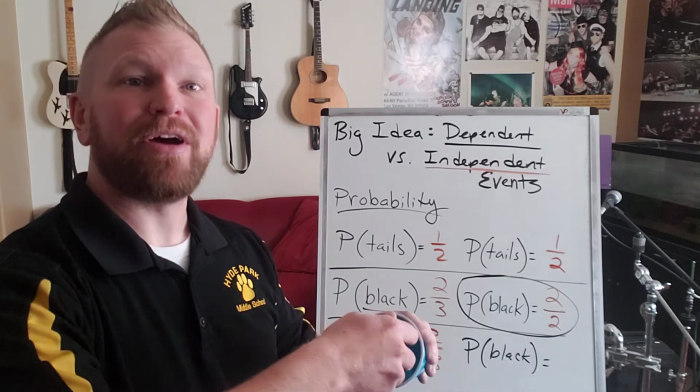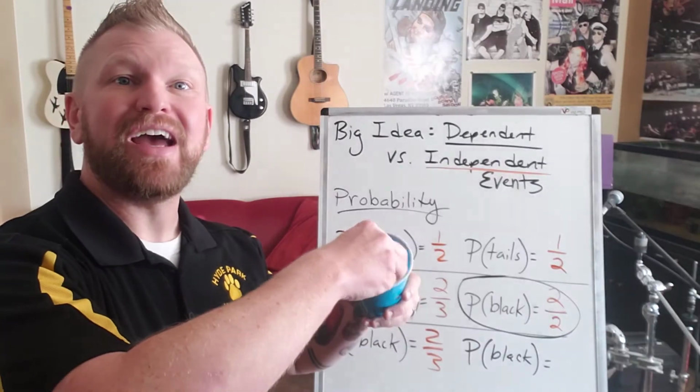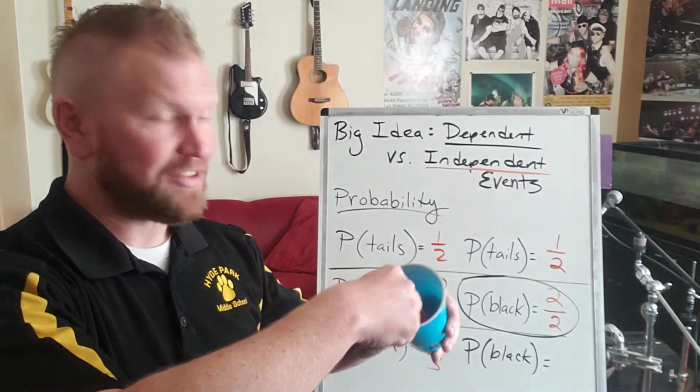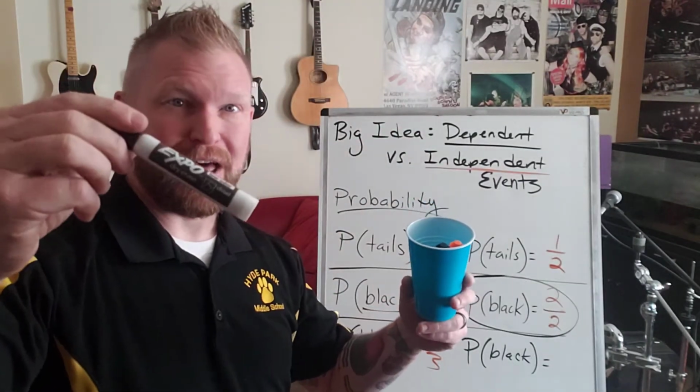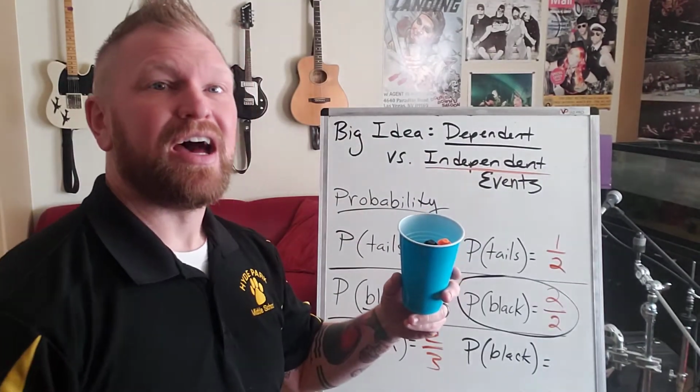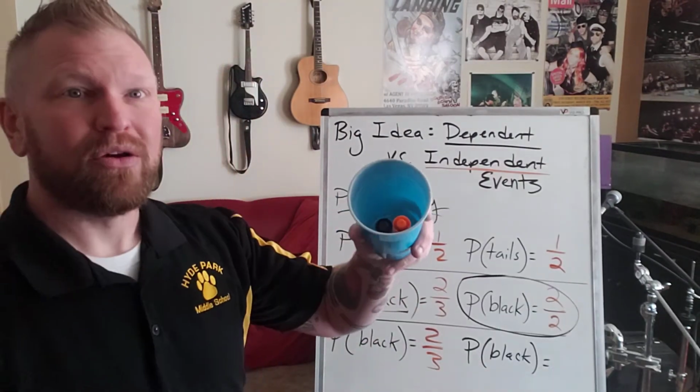Now let's say when I had my eyes closed that first time, let's say I didn't select the orange one like what happened last time. Let's say I selected the black one. So my eyes are closed and I picked a black one and I set that aside. And now I'm going to try to get a black one again.